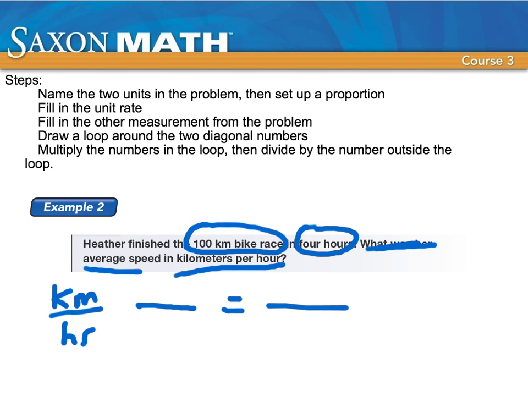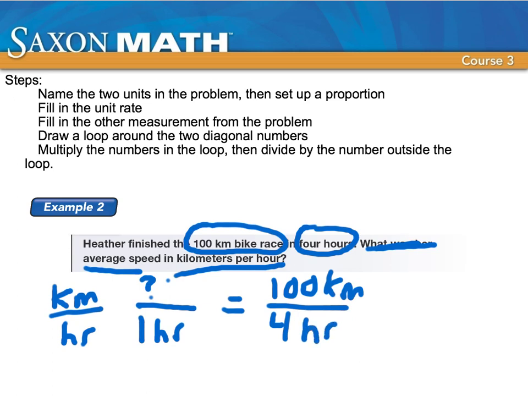Well, this says what was the average speed in kilometers per hour. So I don't know what her average speed in kilometers per hour was. But remember, per hour means per 1 hour. So I'm going to have 1 hour, I know that. And I don't know her kilometers. I want to know her kilometers per hour. So I don't know that one. Then we know on the other side that she rode 100 kilometers, and that took her 4 hours.